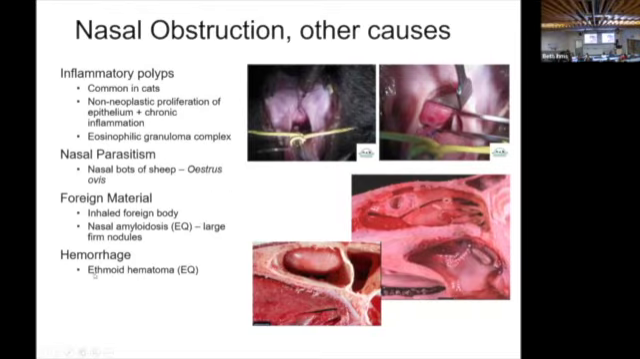And then another stupid horse thing, they get ethmoid hematoma. So the ethmoid terminates right by the cribriform plate. Those can bleed and form these big, dangly, gross hematomas, and they can actually hang down into the nasal cavity and obstruct airflow.